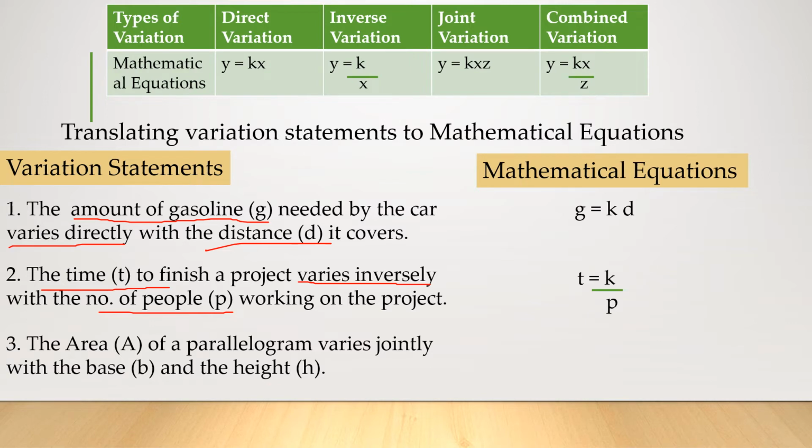So look at this one. So we have here A, we have the base B, and we have the height here. So there are three variables here, or three quantities here, which means it's either joint variation or combined variation. But here it varies jointly, which means joint variation. So that is simply A is equal to K times B times H.